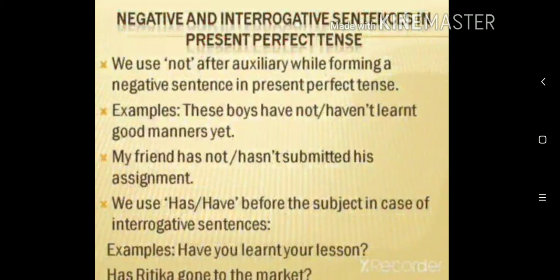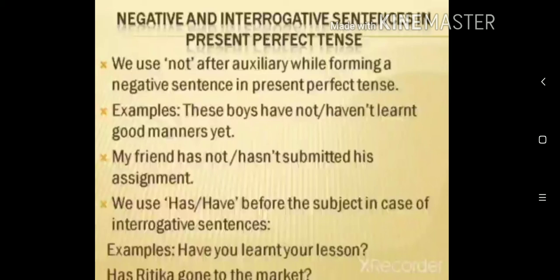Negative and interrogative sentences in present perfect tense. We use not after auxiliary while forming a negative sentence in present perfect tense. Examples: these boys have not or haven't learned good manners yet. My friend hasn't submitted his assignment.